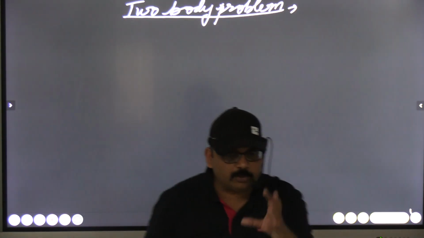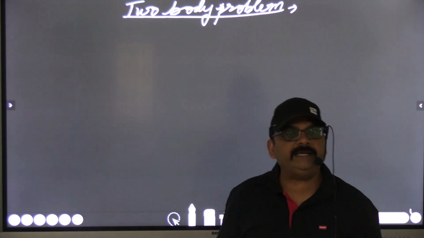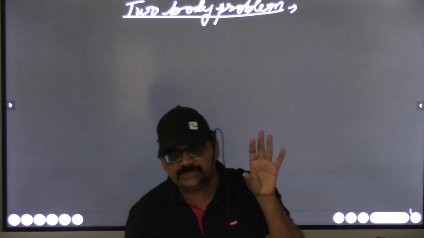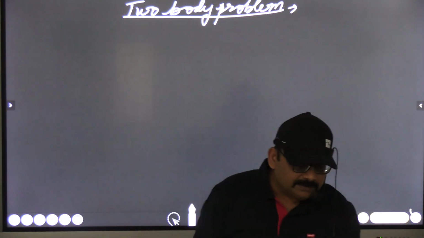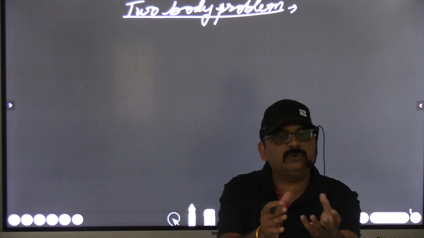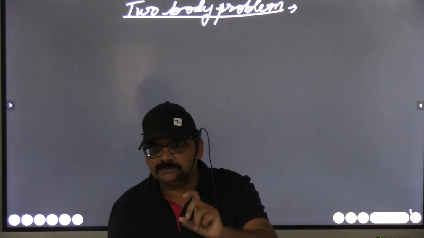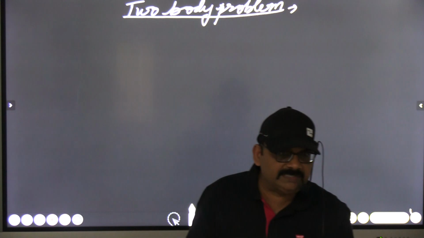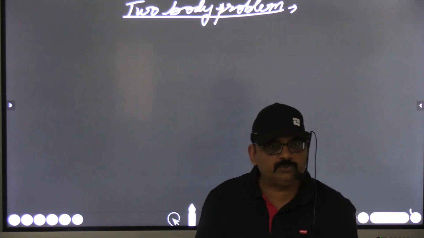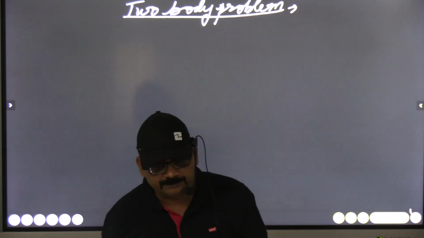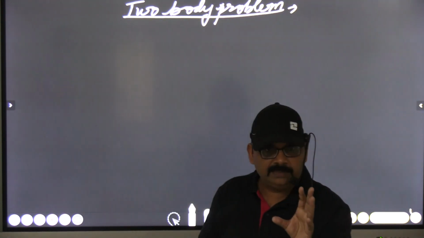Now what is the two body problem? Actually what is the problem, right? So there are three types of question. One question is what is the maximum possible force that can be applied to the body so that the blocks move together. That problem has been discussed in the previous lecture. Now the second type of problem is to find the acceleration of the blocks. Right, so let us take an example.